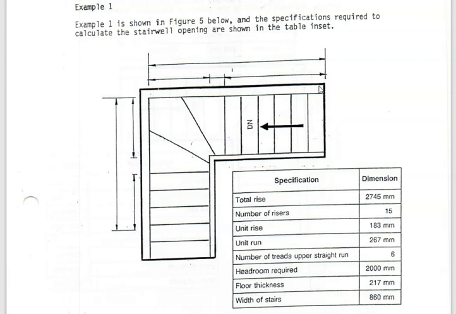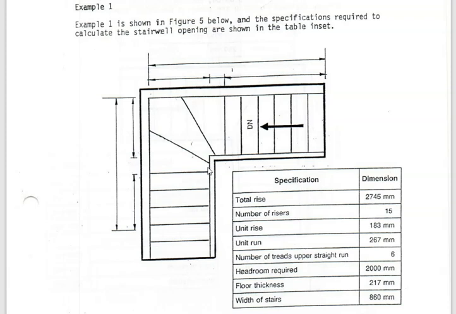and it's compiled of 1, 2, 3, 4, 5, 6 unit runs of 267. It's also the width of the stairs, which in this case is 860. And there's this little amount here that you have to factor in when you're dealing with winder stairs. And what that is, is actually the offset of the angle here that gives us the minimum tread depth at the inside of the stairs.